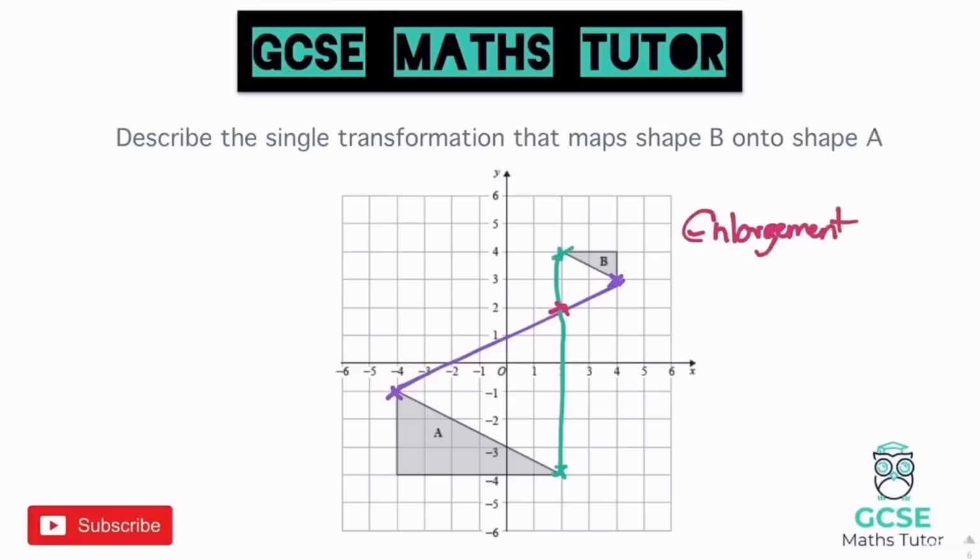Okay, so it's an enlargement. I've got to get what the scale factor is. I haven't got that quite yet, but I'll have a look. We know it's negative as it's getting this 180 flip. So we know it's negative. We'll come up with the number in a sec.